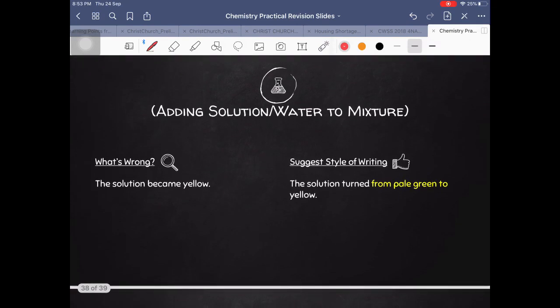The next example, the solution became yellow. You did not write out the initial color of the solution. So a suggested style of writing would be the solution turned from pale green to yellow.